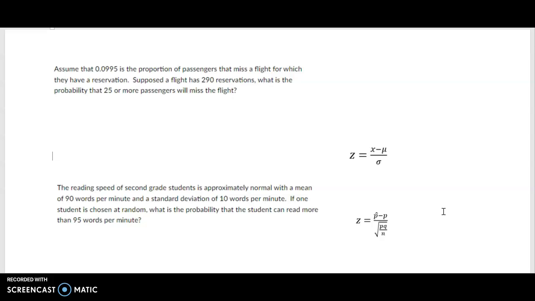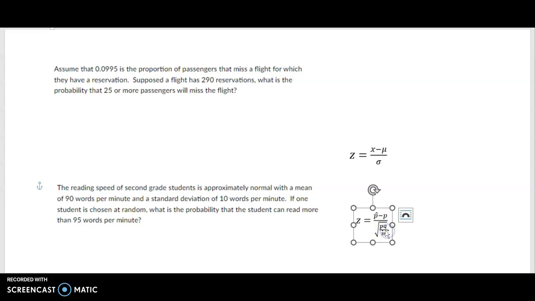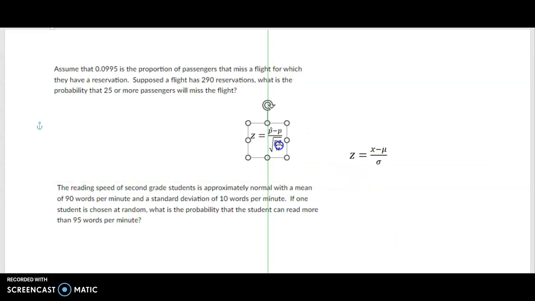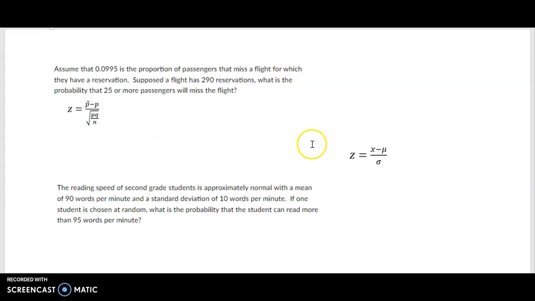Assume that 0.0995 is the proportion of passengers that miss a flight for which they have a reservation. Suppose a flight has 290 reservations. What is the probability that 25 or more passengers will miss the flight? First of all, the big hint here is that it's a proportion problem, and it's a question about probability. So our process here is to find the z-score, and then we can look it up in our z-score chart.